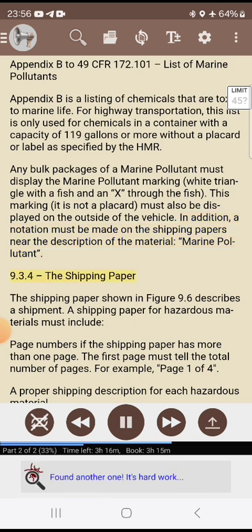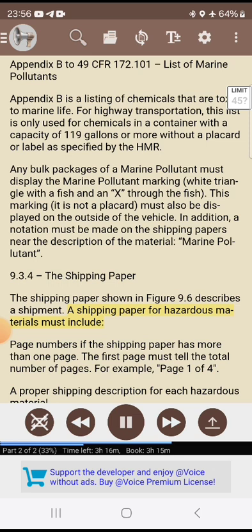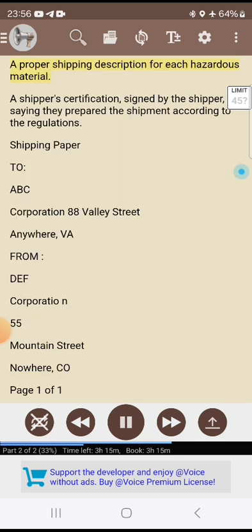9.3.4 The shipping paper. The shipping paper shown in Figure 9.6 describes a shipment. A shipping paper for hazardous materials must include page numbers if the shipping paper has more than one page. The first page must tell the total number of pages, for example, page 1 of 4. It must include a proper shipping description for each hazardous material, and a shipper's certification, signed by the shipper, saying they prepared the shipment according to the regulations.